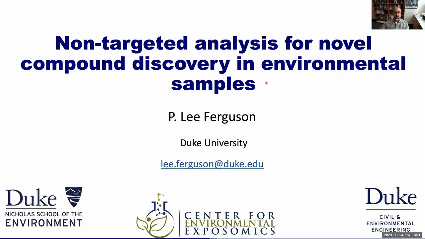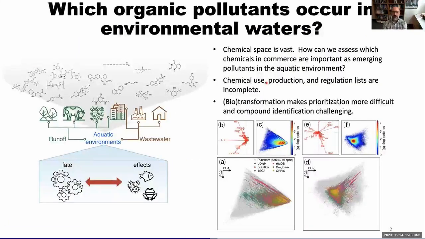As an environmental chemist, I spend an awful lot of time thinking about this question, which is, which organic pollutants occur in environmental waters and what are the implications of that occurrence? There are a lot of challenges around answering this question. Applying non-targeted analysis to try to answer these kinds of questions has been something that our community has been involved with for about the last 10 years, and it's been interesting to watch how that's evolved. The challenges, though, still remain.